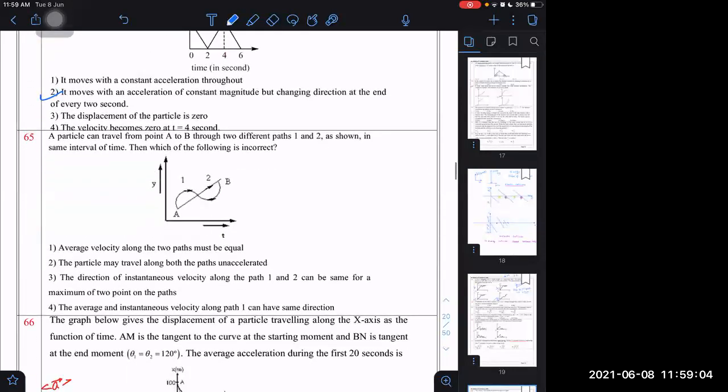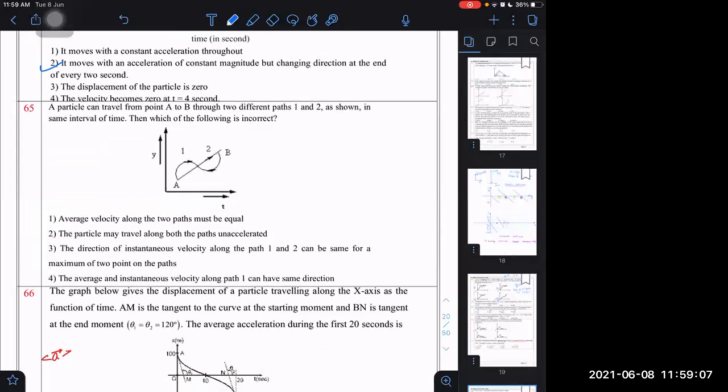What about 65? Two is correct, sir. The particle may travel along both the paths unaccelerated. They are asking which of the following is incorrect. First, you tell me which is correct. Forget the question they have asked. Two is correct, sir. Okay, let us see whether 2 is correct or not.